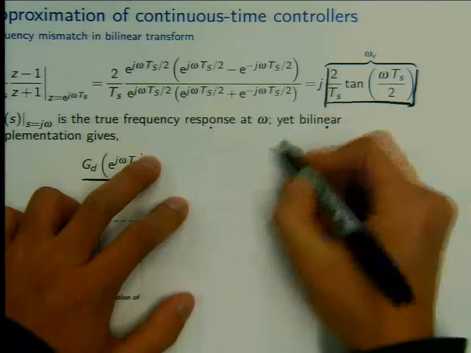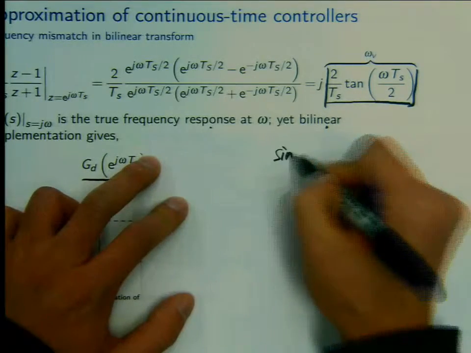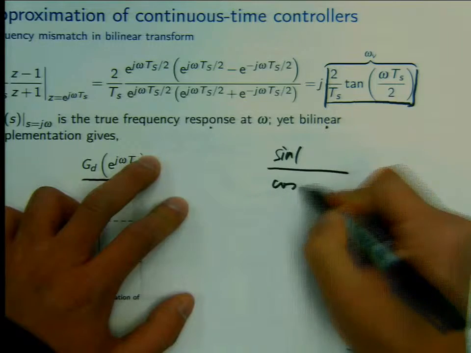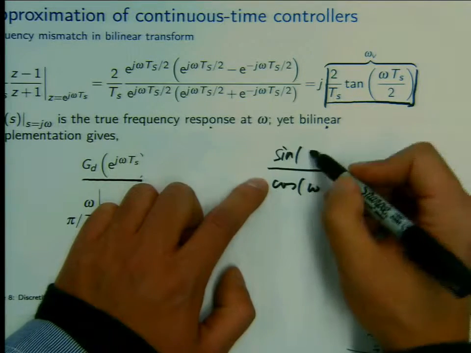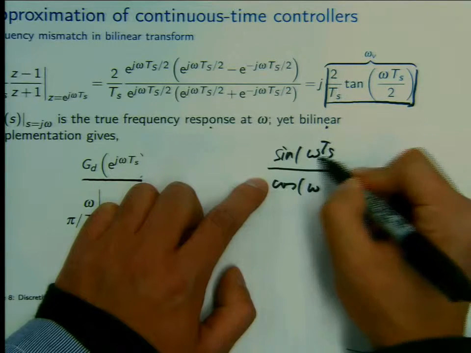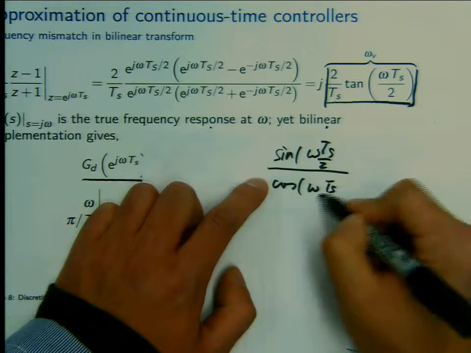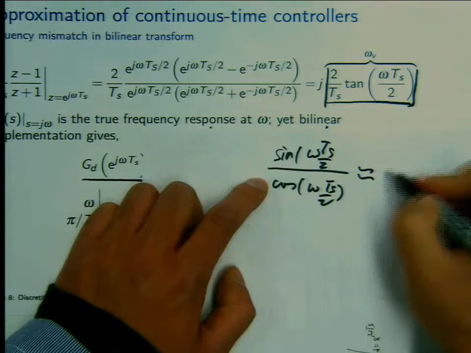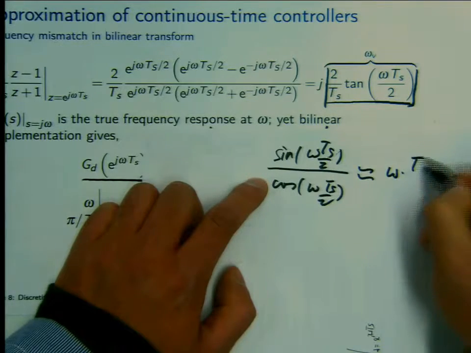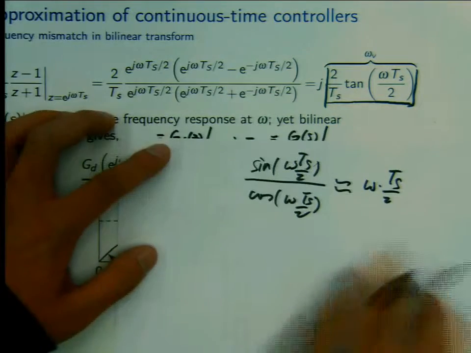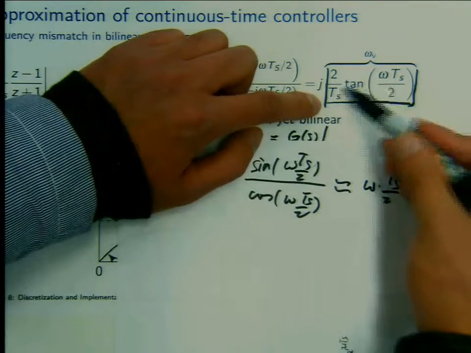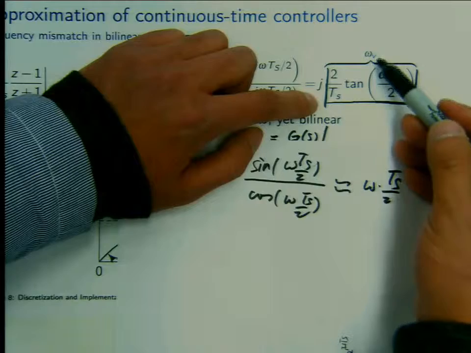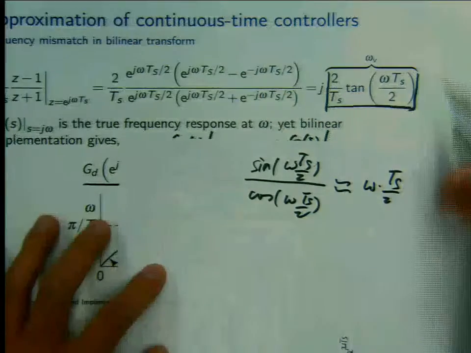What will be the case if ω is very small? Tangent is sine divided by cosine. If ω is small, then cosine is approximately 1, and sine is approximately itself. So this approximately equals ω times Ts divided by 2. So if ω is very small, then we don't have much issues because this guy is going to be approximately equal to ω_v.